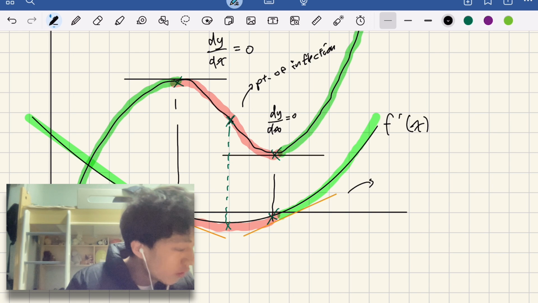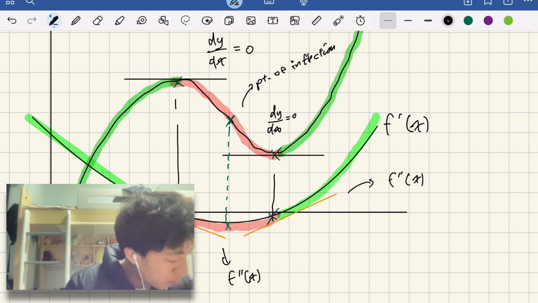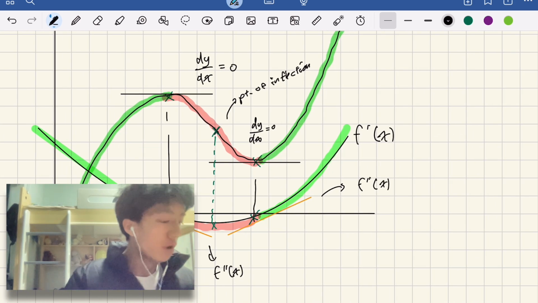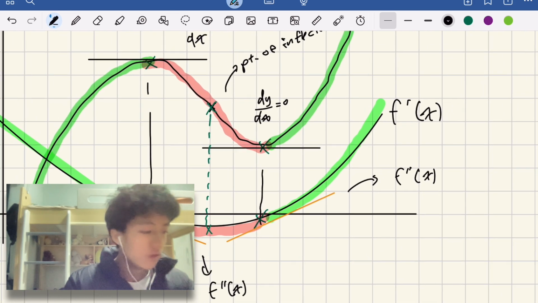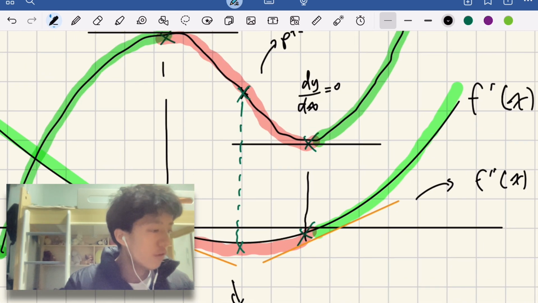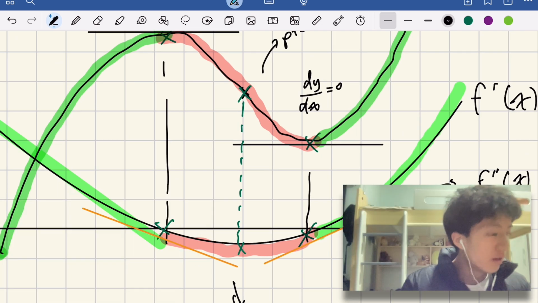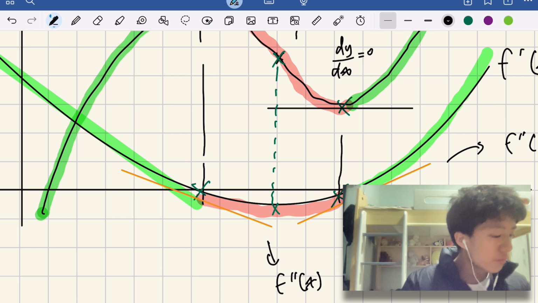So this orange line over here is f double prime x, or the second derivative. And both of those are f double prime x. So let's just look visually at what's going on at these roots of the first derivative, right? The tangent looks like it's going down, and that makes sense, right?